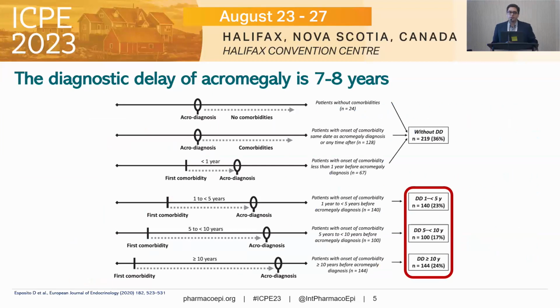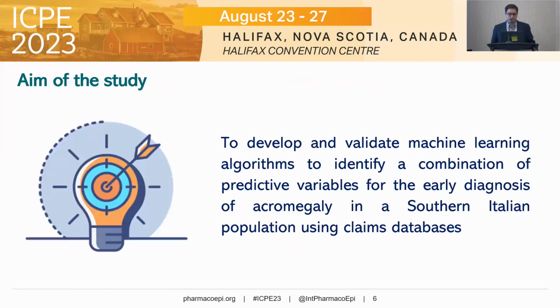As for the majority of rare diseases, acromegaly is characterized by a considerable diagnostic delay of about 7-8 years, and this is mainly due to the fact that this disease usually presents with clinical manifestations and comorbidities which are also characteristic of many other more common conditions, and so this delays the diagnosis of acromegaly.